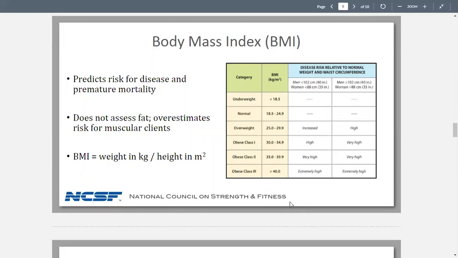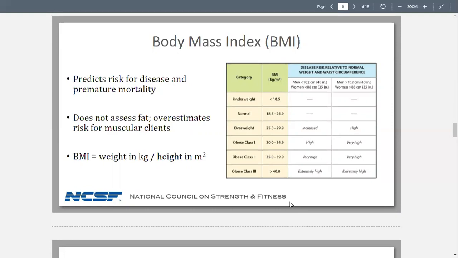For being overweight, you would be in the 25 to 29 range for BMI. And you can easily calculate BMI. It's your weight in kilograms divided by your height in meters squared. If you don't have a calculator, you can also just Google BMI calculator, and you just put in your height and weight. Obese class 1 would be 30 to 34.9, obese class 2 would be 35 to 39.9, and obese class 3 would be over 40.